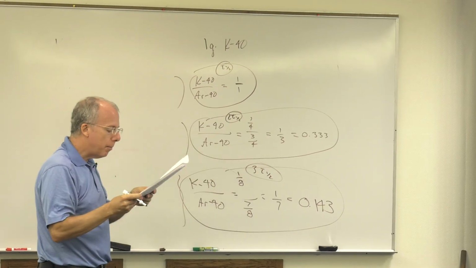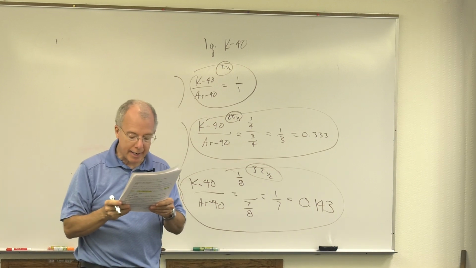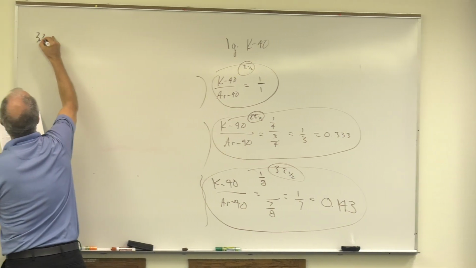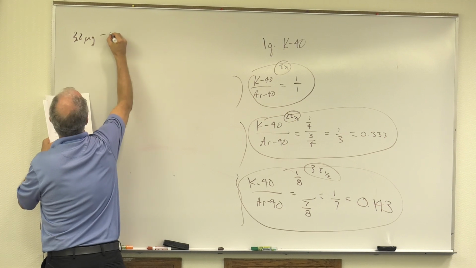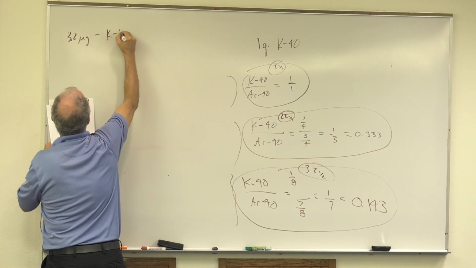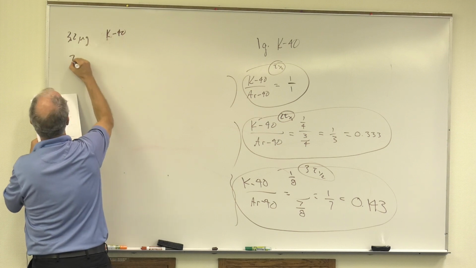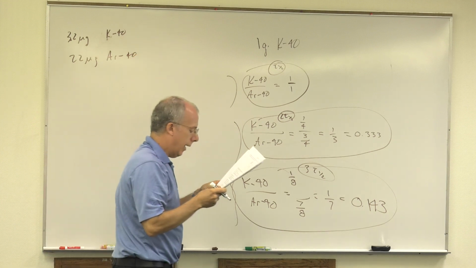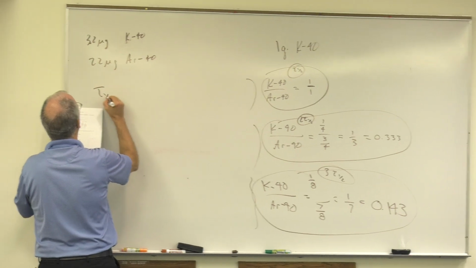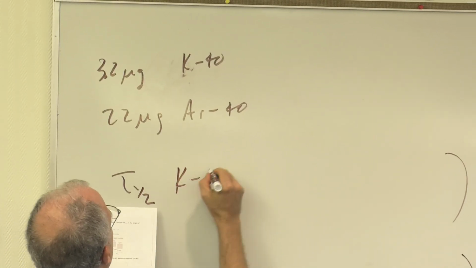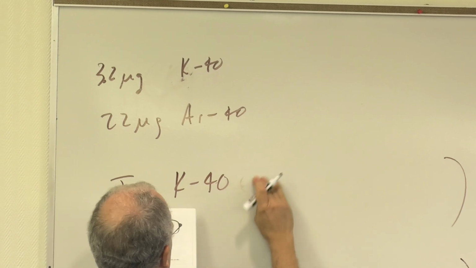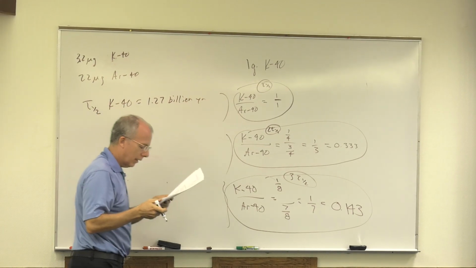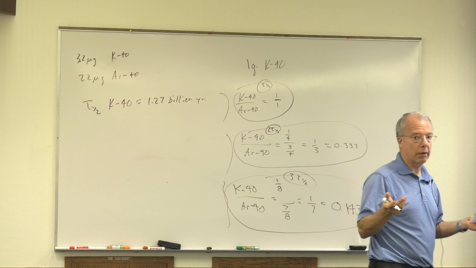Okay, you find a meteorite on the beach. Chemical analysis reveals that the meteorite contains 3.2 micrograms of K40 and 22 micrograms of argon-40. And we know that the half-life of K40 is about, well, let's just say equals 1.27 billion years. All right. So how old is the meteorite?